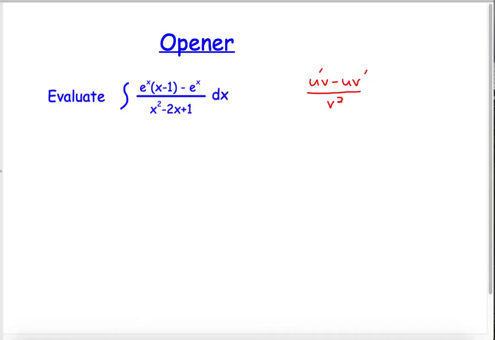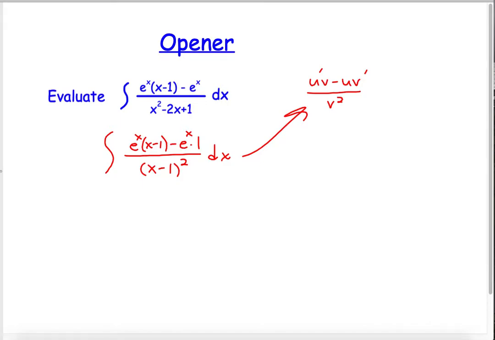Well, maybe it would help if I rewrote this integral. I wrote it as e to the x times (x minus 1), minus e to the x times 1. And then the denominator, we could factor that, and that actually factors to x minus 1 times x minus 1, which I could write as x minus 1 squared. And now, it really looks like it fits that pattern.